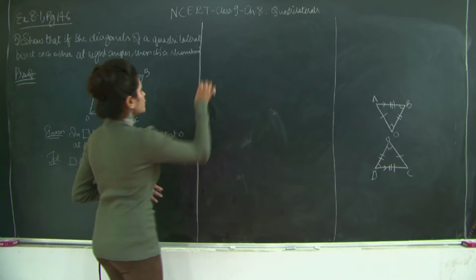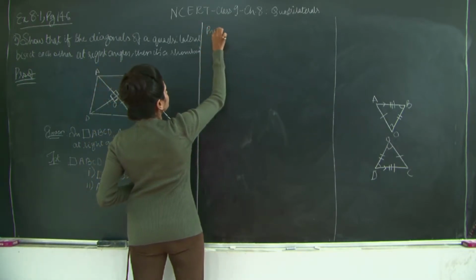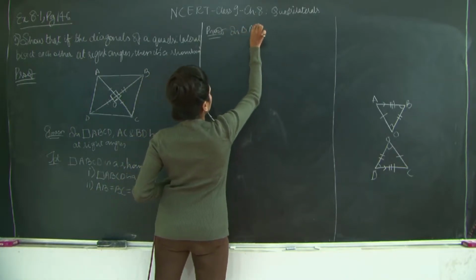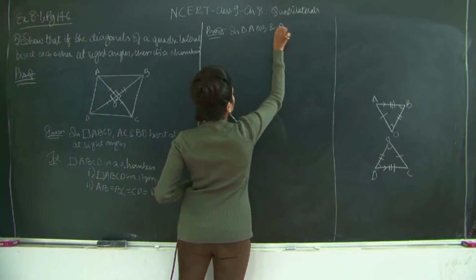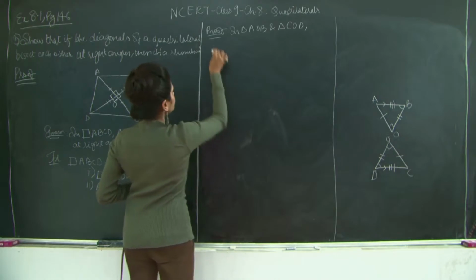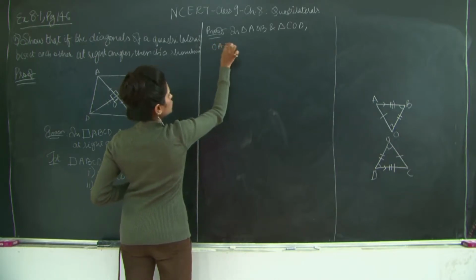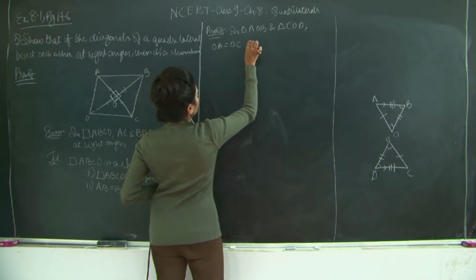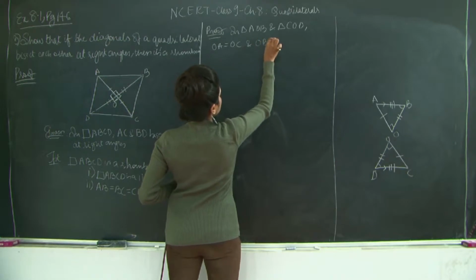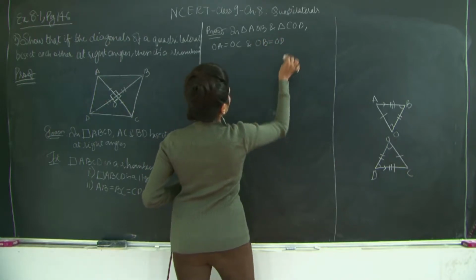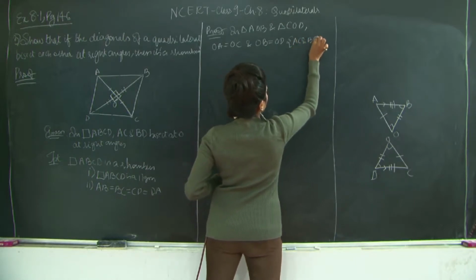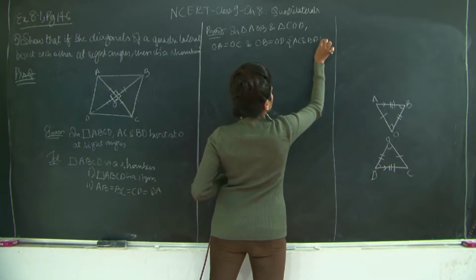So, let us write this down first. I will say proof. In triangle AOB and triangle COD, I have OA is equal to OC and OB is equal to OD. Correct? Because AC and BD bisect at O.